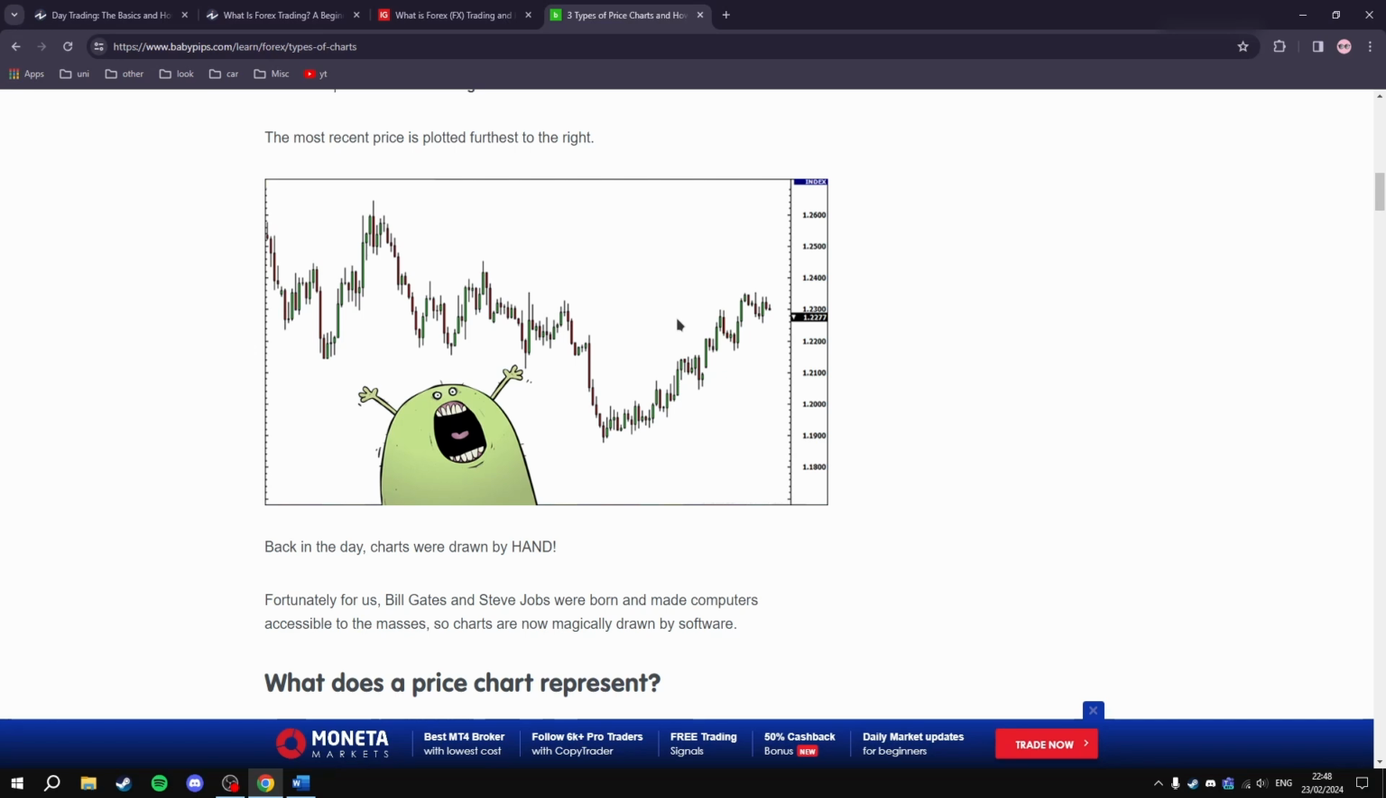Back in the day, charts were drawn by hand. Fortunately for us, Bill Gates and Steve Jobs were born and made computers accessible to the masses, so charts are now magically drawn by software.